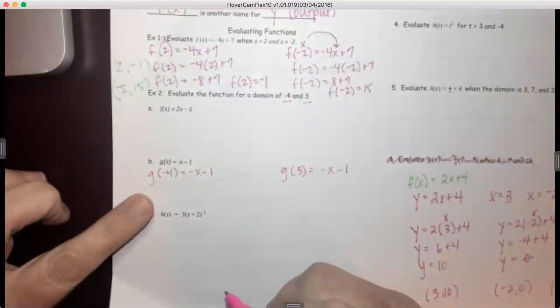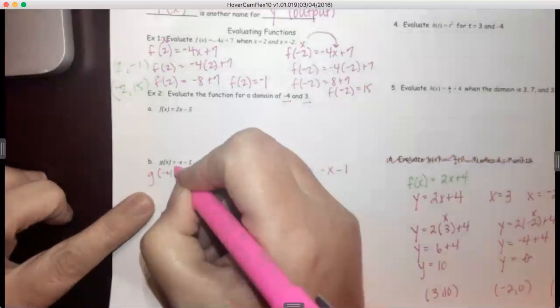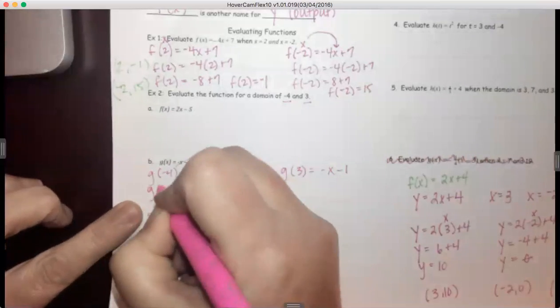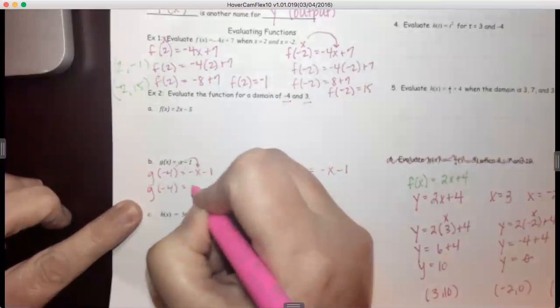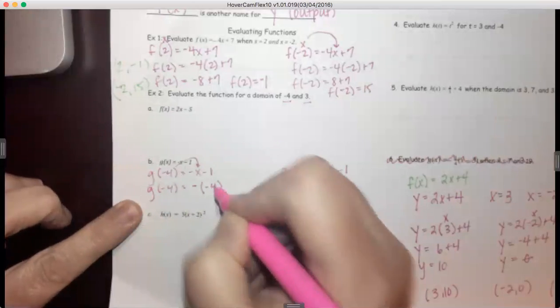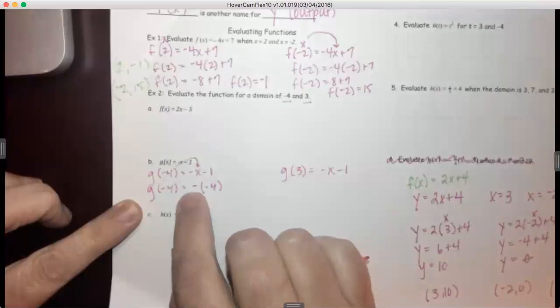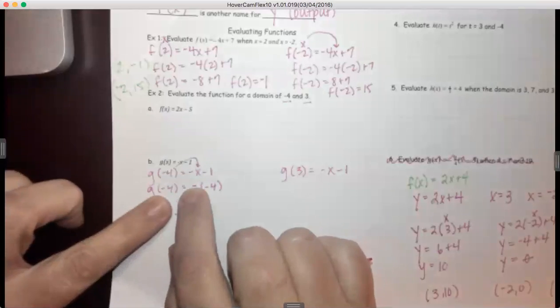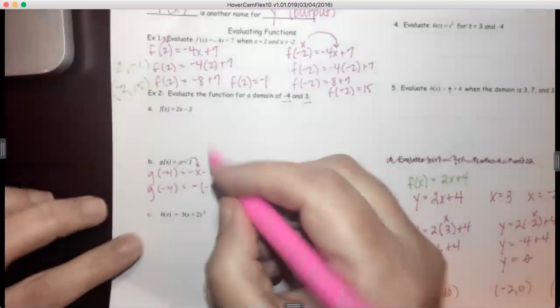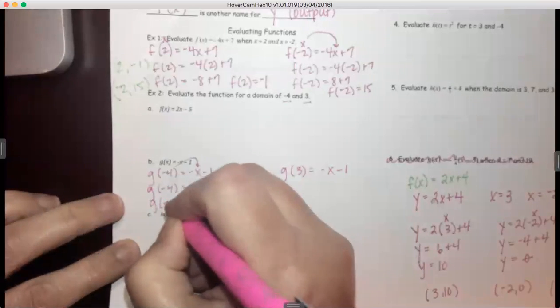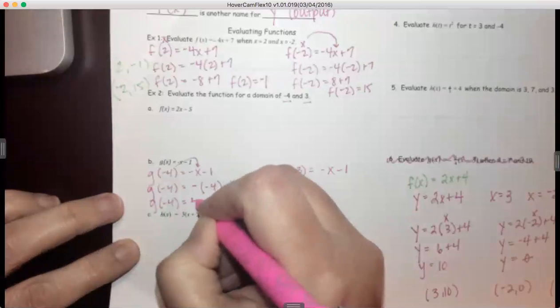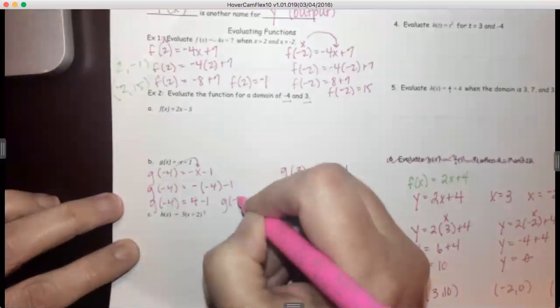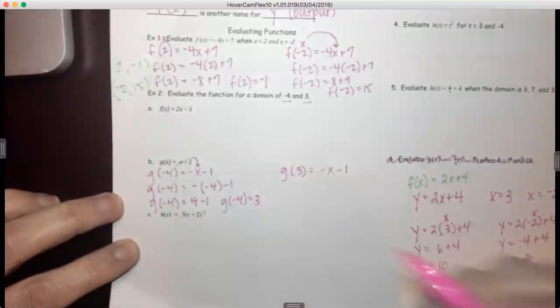Now, what happens here is that we're going to plug this in. We have a -4 and we have a negative, so we need to make sure that we don't just gloss over that. We need the negative to come down from the original problem, and we need the -4 to go in. So g of -4 equals 4 minus 1. So g of -4 equals 3.